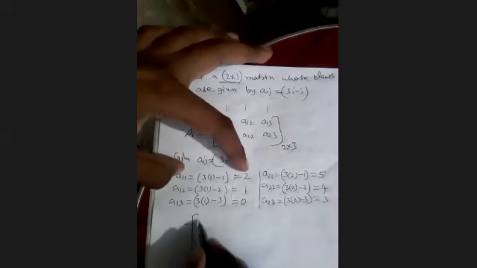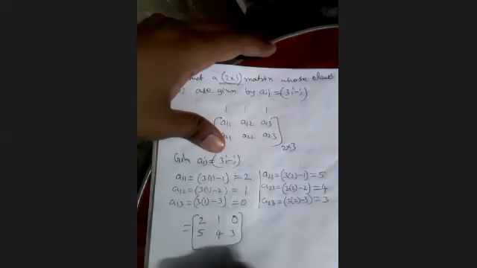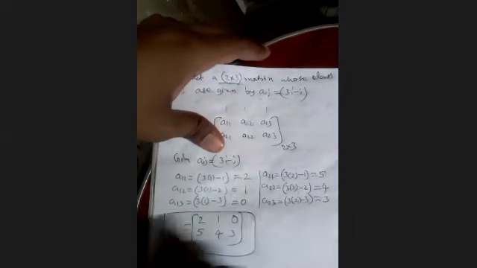So now we found all values of this matrix of order 2 cross 3 with this notation. Now write all values: a11 is 2, a12 is 1, a13 is 0, a21 is 5, a22 is 4, and a23 is 3. This is the matrix. Any doubt? No, sir.